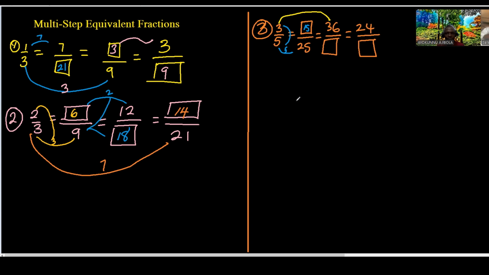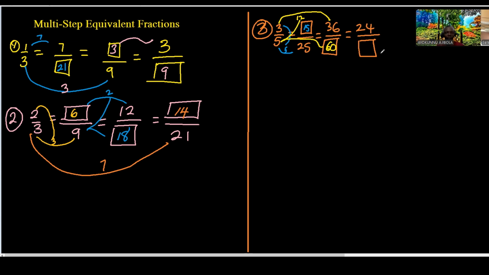So 3 times what gives 36? 3 times 12. Yeah, so what is 12 times 5? 60. Yeah, can you see that? Right? Mhm. So how do we get the last one? Can you think about that?